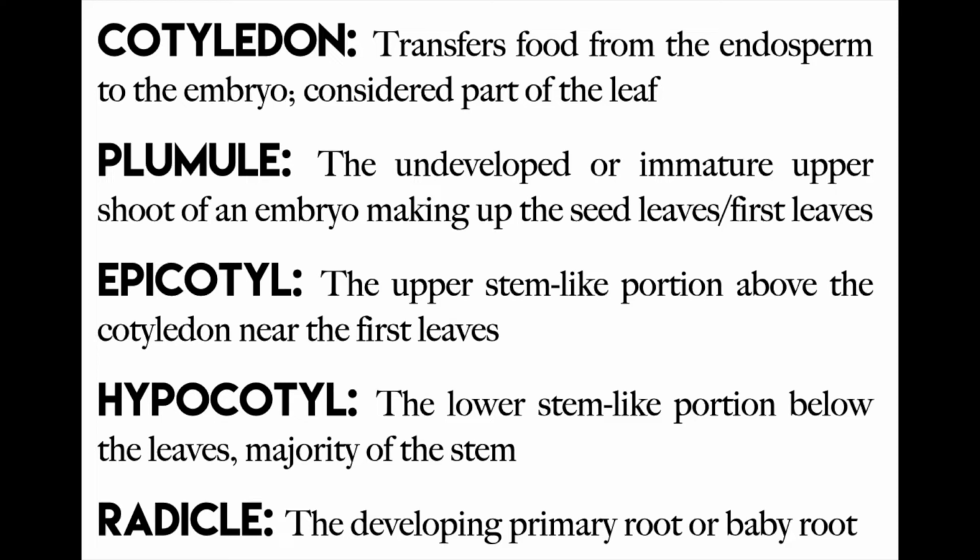Then we have the hypocotyl. Hypo meaning below. So this is the stem-like structure that is below the leaves. This is closer to the cotyledon. This is the majority of the stem. Then we have the radicle, R for baby root. So as the root develops, the first or primary root is the radicle.